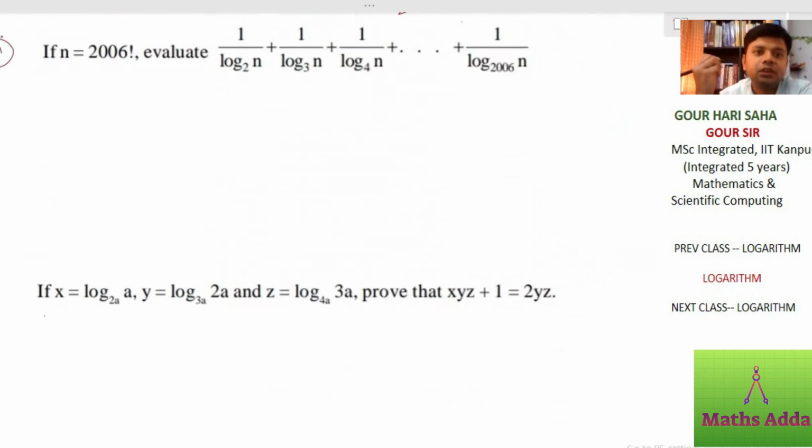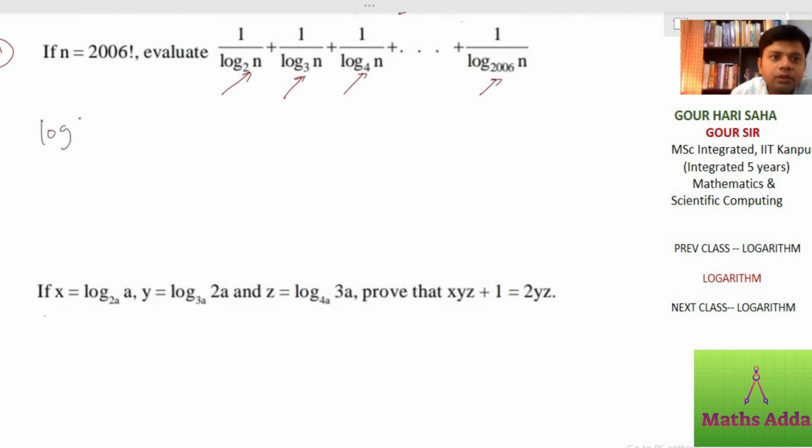So this is 1 by log of n base 2, 1 by log of n base 3, 1 by log of n base 4. There is a problem I see. All these terms are at different bases, 2, 3, 4, and 2006. It's not a good situation. You must have the same base in log, then you can apply a formula. So what you do, change the base. And how can you do that?